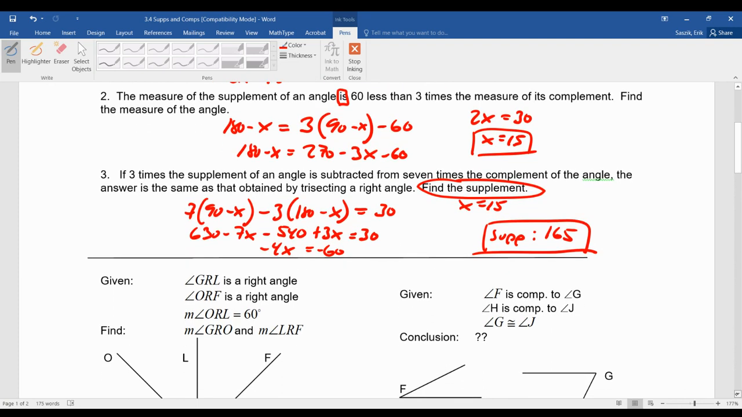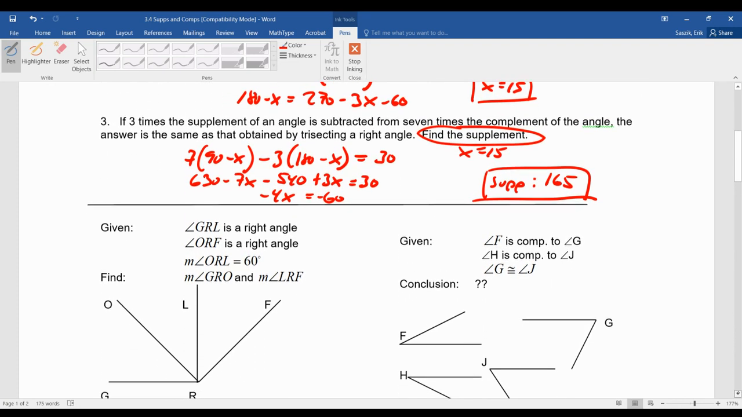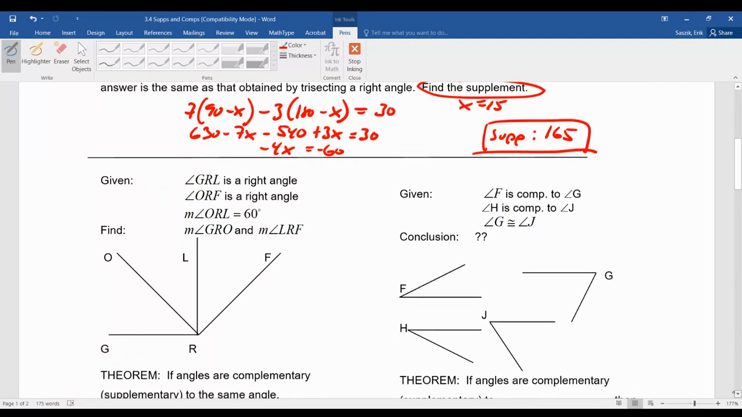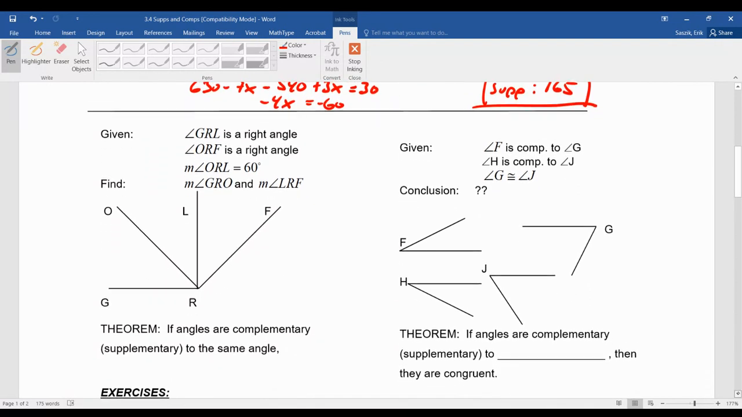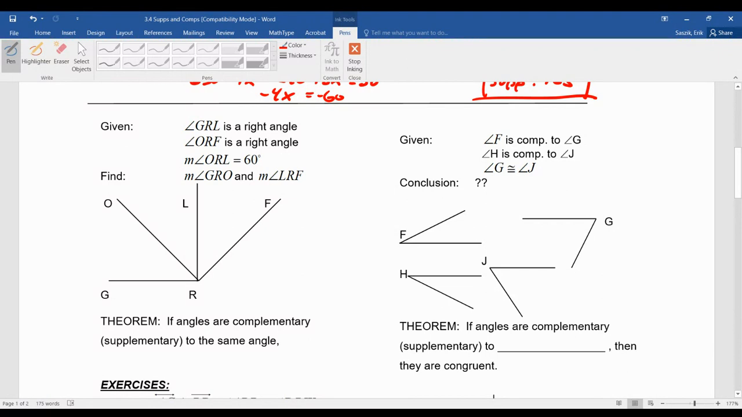Okay, so we're going to do more now with the sup and comp stuff, but we're going to talk about it more in the context of proofs, and I'm hoping that this is all going to make sense for you guys. Have your reason sheet handy as well.